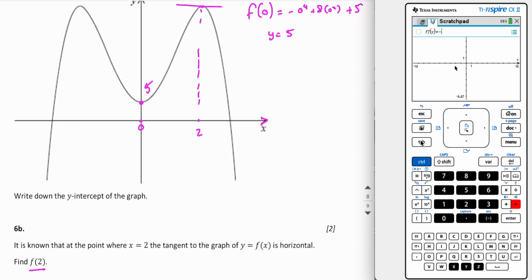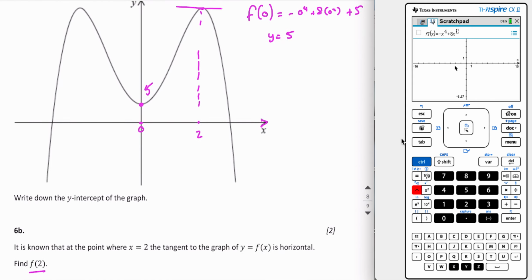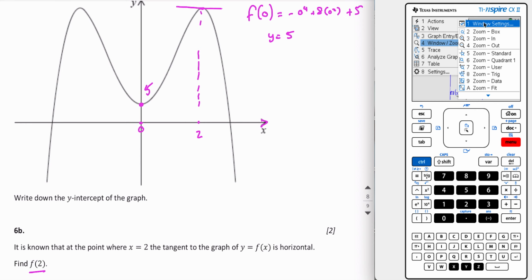So we'll do negative x to the power of 4 plus 8x squared, let me just check, plus 5. Press enter. Okay, we've sort of got that picture, but it doesn't quite seem right. So let's just menu, window, zoom. Let's change the domain and range.